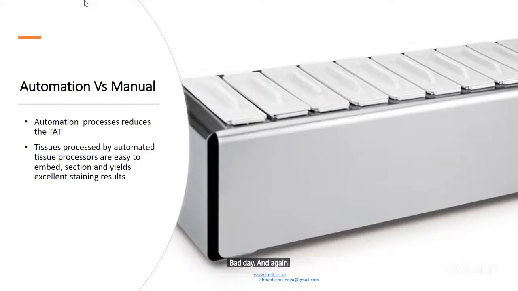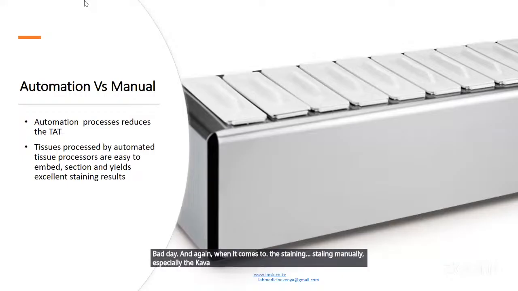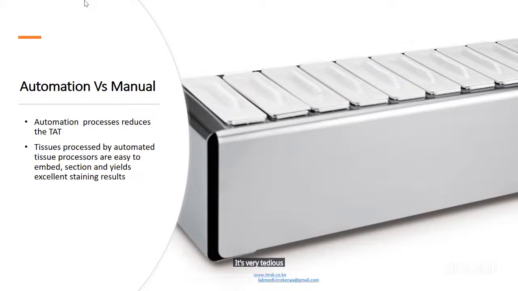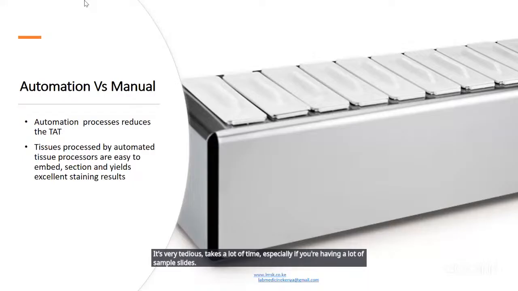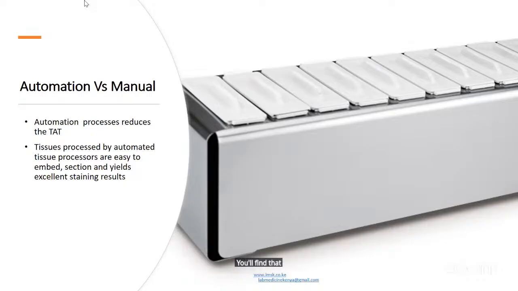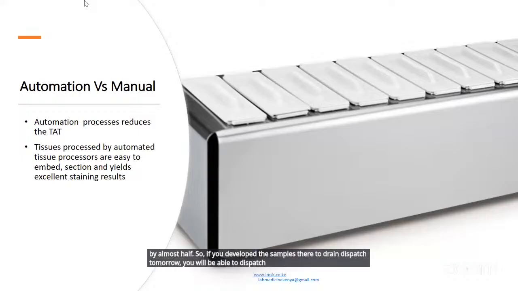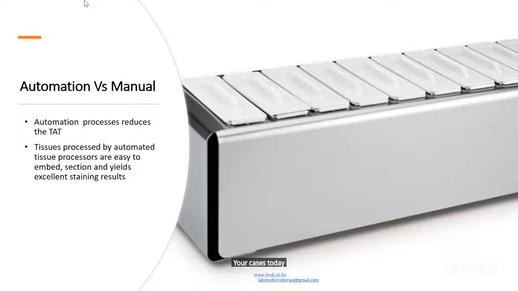And again, when it comes to manual staining, especially the cover slipping bit, it's very tedious. It takes a lot of time, especially if you have a lot of slides. But if you're doing it automatically, you'll find that you have reduced the time you would have taken by almost half. So if you would have left the samples to air dry and dispatched tomorrow, you will be able to dispatch your cases today, because the autostainer is doing the staining and cover slipping for you. So automation, of course, reduces the TAT.